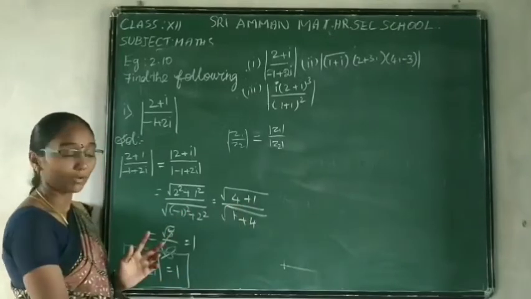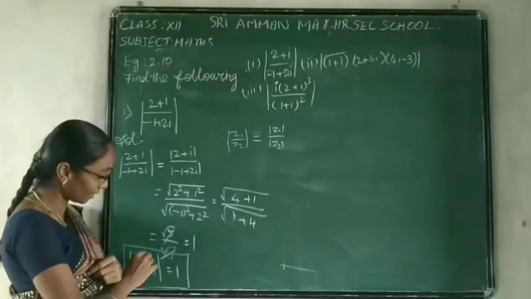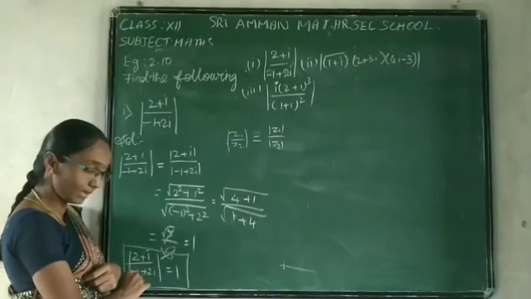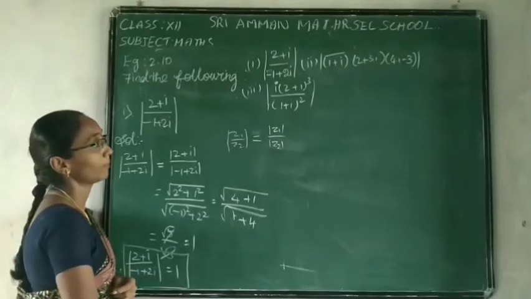4 plus 1 is 5. Root 5 divided by root 5. Cancelling, we get 1. So the answer is: modulus of 2 plus i divided by minus 1 plus 2i equals 1. Okay.